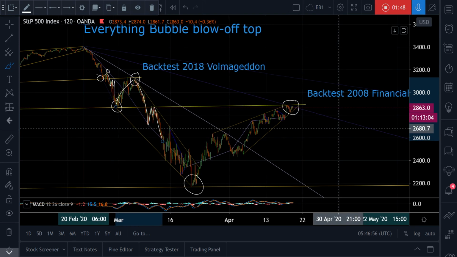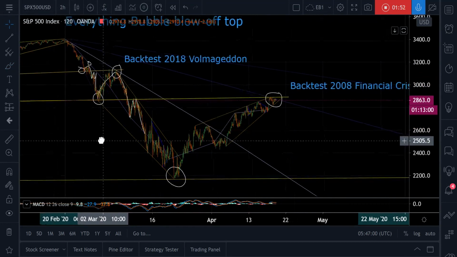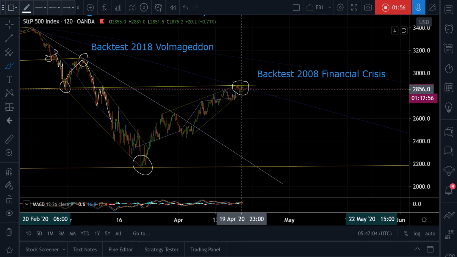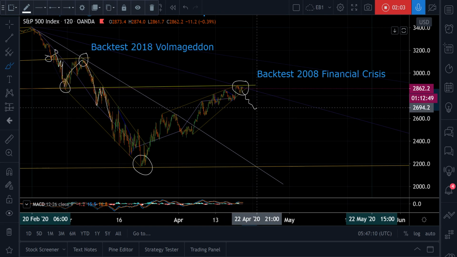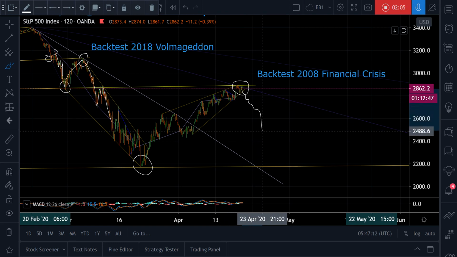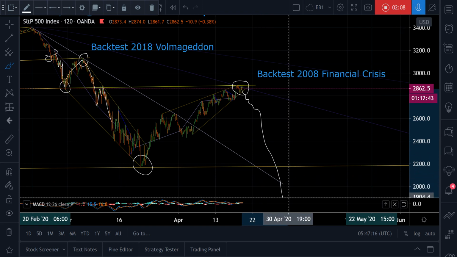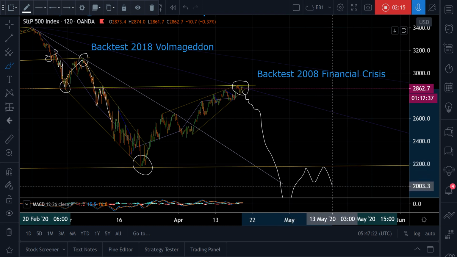So if we were to see that same behavior on the third level, it would look something like this: we would be establishing the edge of our next consolidation zone. Then we would be breaking the trend line, and then we would come back up and back test that trend line. That is the pattern that we have been seeing here.